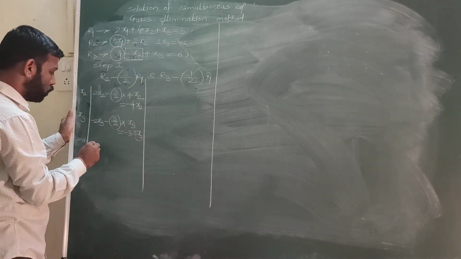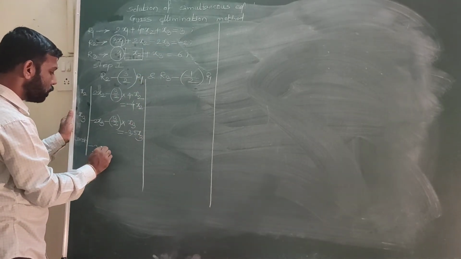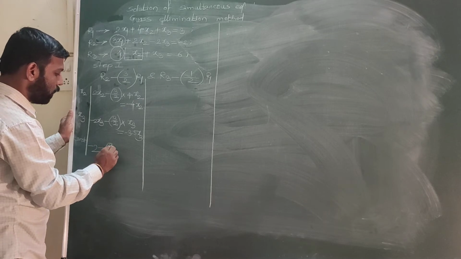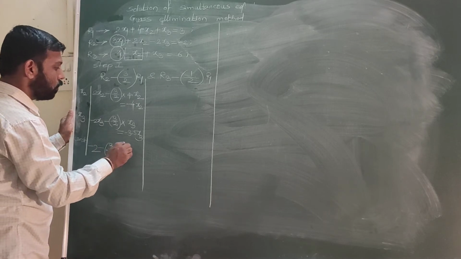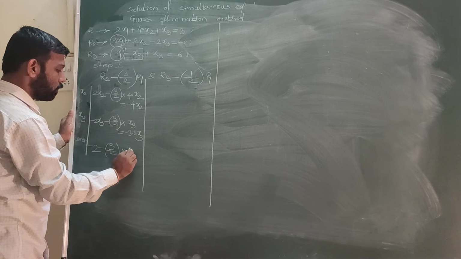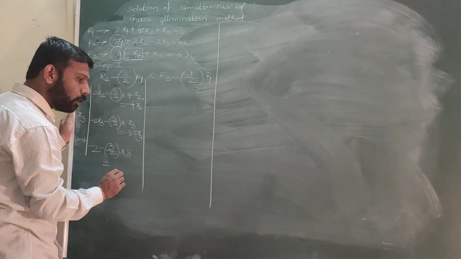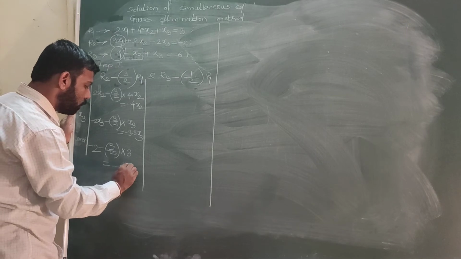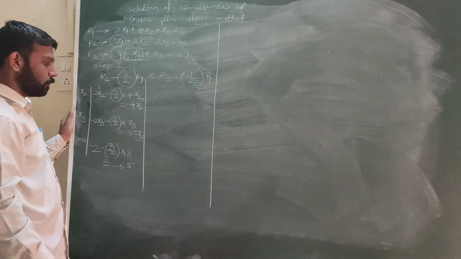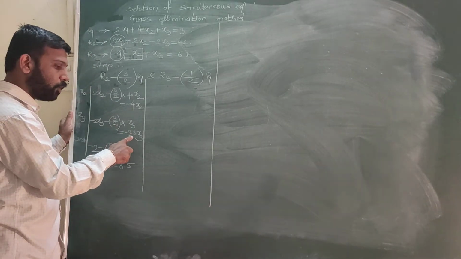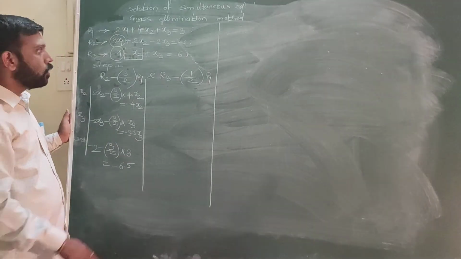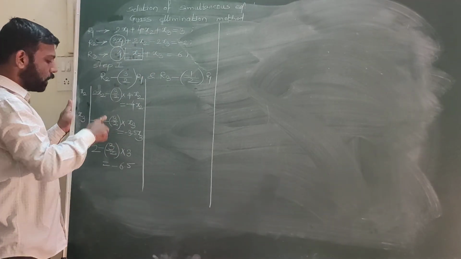Constant: 2 minus multiplying factor 3 by 2 into constant 3. The output of this is minus 6.5. So minus 4, minus 3.5 and minus 6.5. So we got the change in the second row, that is R2.